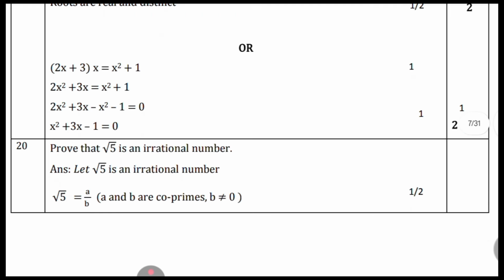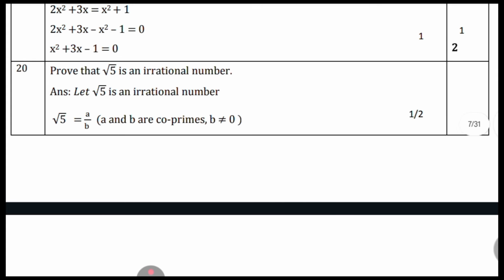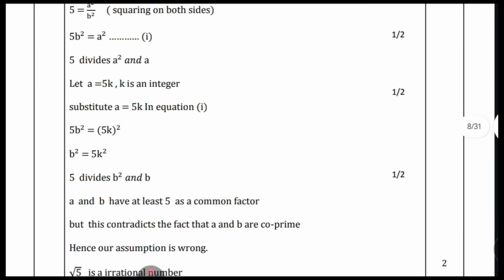It is 1 mark for writing the equation and arranging it in standard form. They will give 1 mark. Total 1, it is 2. Prove that root 5 is an irrational number. Answer: let root 5 be a rational number. Here you have to solve this in a systematic manner, so you will get the full marks.